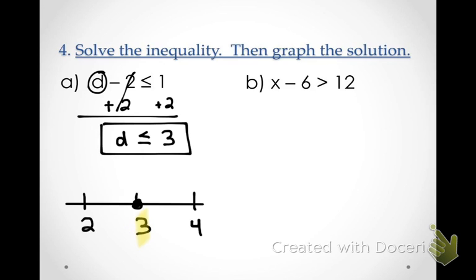Now I have to figure out which direction my arrows should be going. So let's start with the left side. Could I stick this in here? 2 is less than or equal to 3? Yes, because it's less than, okay? So that shows me I need to go ahead and shade over.